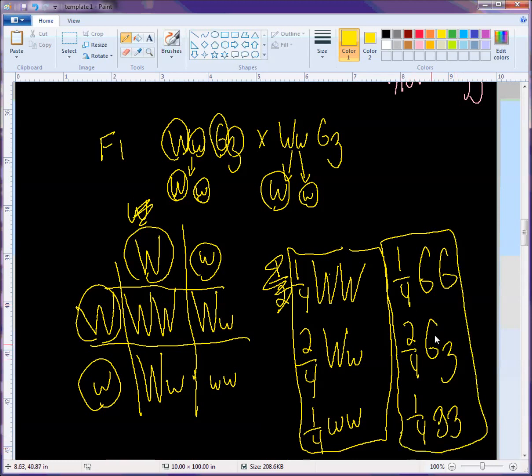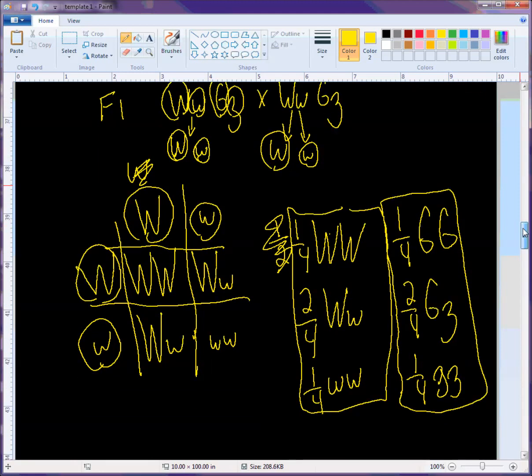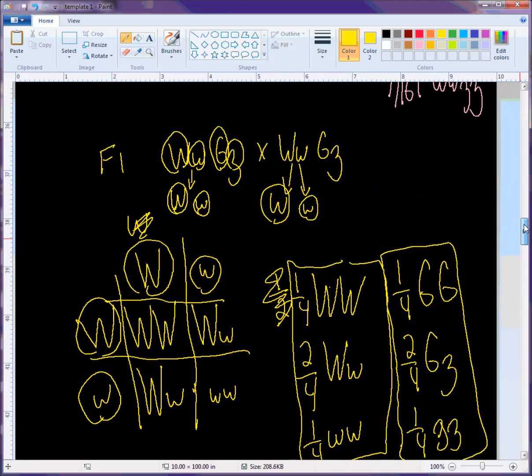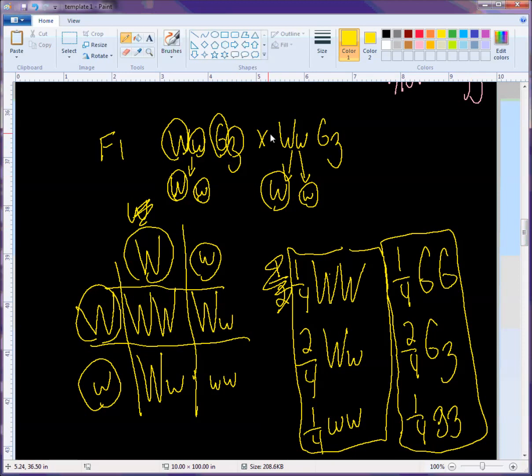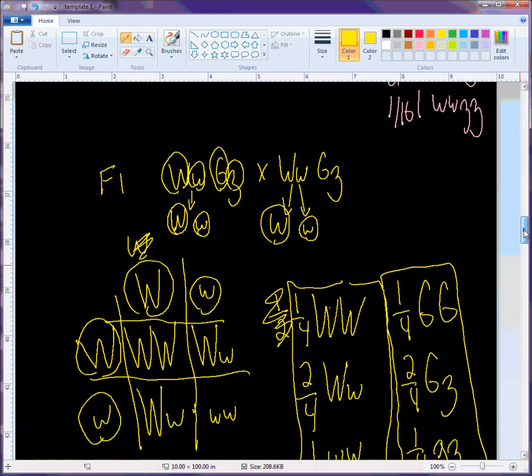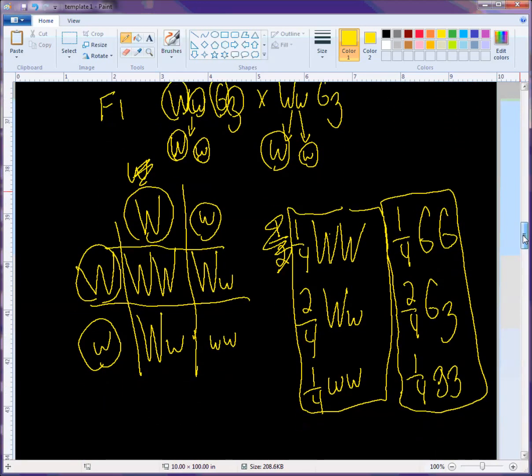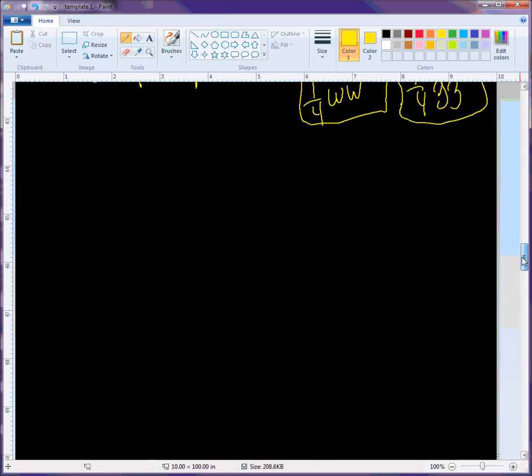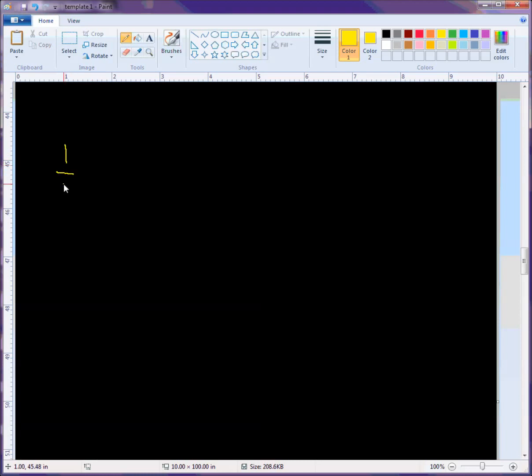Now we can use the forked line method to combine these together. So imagine this was not a dihybrid cross, where we're looking at where Mendel and the P1 crossed two plants that are different for two traits. Imagine we were just looking at one trait. So we've already seen that if we were just looking at round or wrinkled, 1/4 of the progeny would have two big W's. 1/2, or 2 out of 4, would have a big W and a little w.